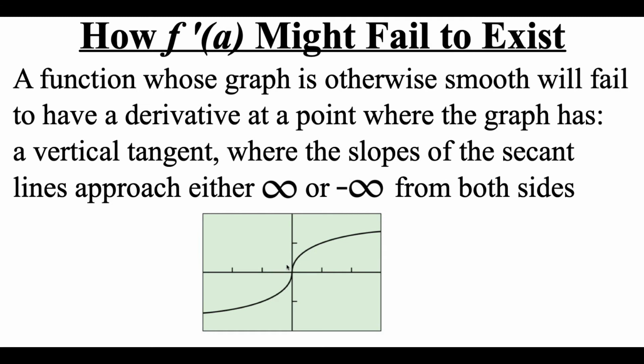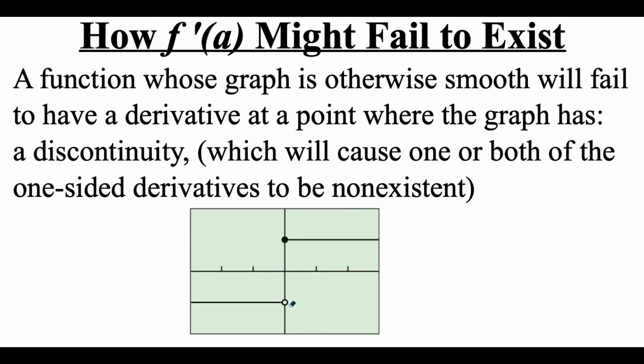Another place where a function might fail to have a derivative is any place where there would be a vertical tangent line. So as this graph is coming into 0, if we were to form the tangent line right in the middle here, it would be a vertical up and down tangent line. So the slopes of the secant lines are approaching either +infinity or -infinity from both sides. And the last place that a function would fail to have a derivative is any point where there's a discontinuity, which can cause one or both of the one-sided derivatives to not exist.